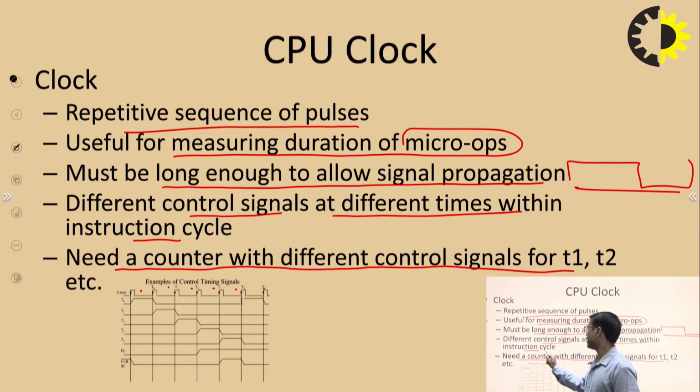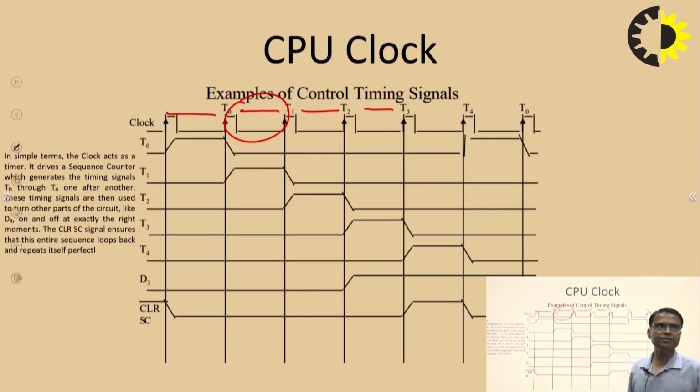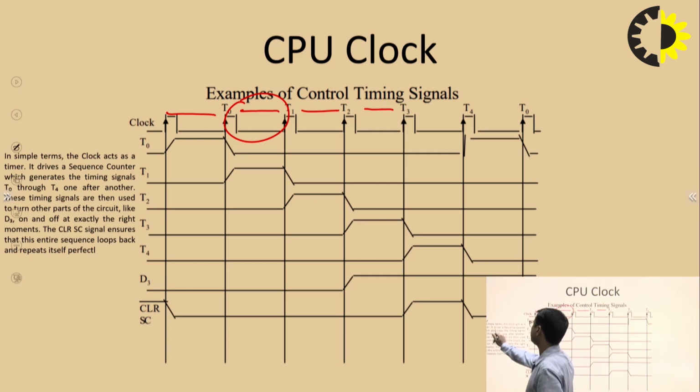So now an additional circuit, called a counter, is needed to count these clocks. Okay, an additional circuit is needed apart from the clock. It will identify that a particular clock has passed, like T1 has passed or T2 has passed, etc. Now see it further. Okay, here we can see this clock acts as a timer.